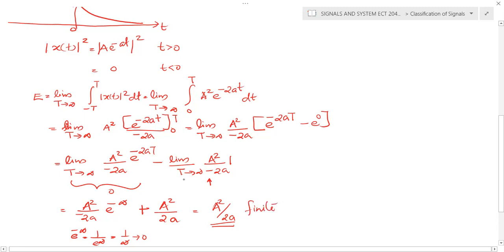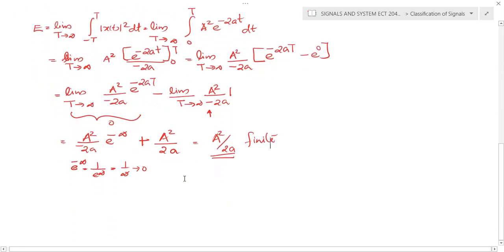So now we need to calculate the power also. In order to calculate the power, we can use the formula: limit T tending to infinity, 1 by 2T, integral from minus T to T, modulus of x of t the whole square dt. If you compare this formula, we know that this part is simply the energy equation, so I can substitute that.